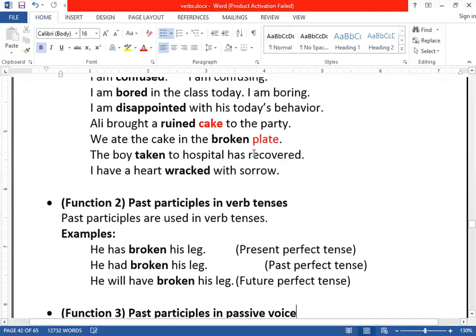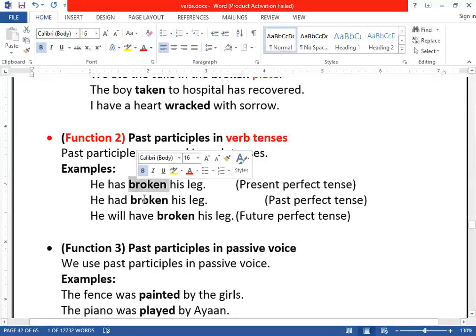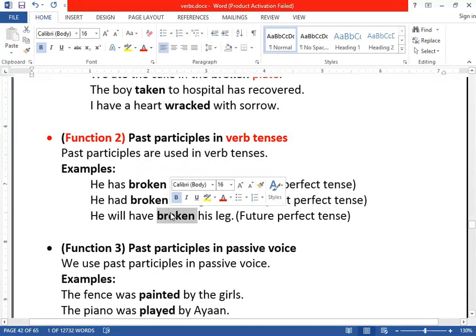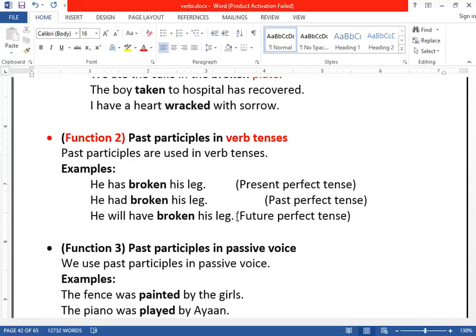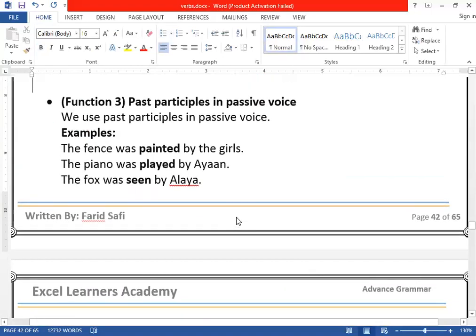All right. Past participles and verb tenses. The second function is that we can use them in tenses. For example, he has broken his leg, present perfect tense. He had broken, past perfect tense. He will have broken his leg, future perfect tense. In tenses it functions as a verb. Clear? The third function of past participles is next.